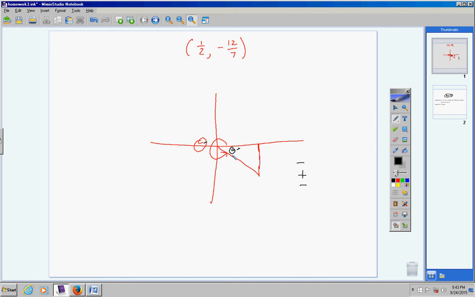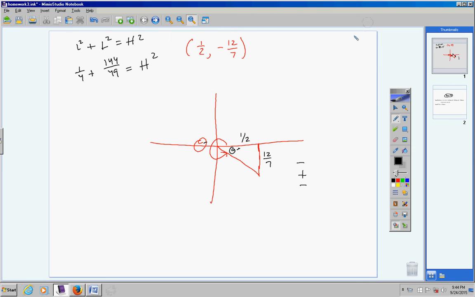Okay, so I have a length here of 1/2, and then I go down 12/7. Okay, so let's quickly find the Pythagoreans. Let's find the missing hypotenuse. I would have 1/2 squared, that's 1/4, plus 12/7 squared, that's 144 over 49, equals hypotenuse squared. So I did leg squared plus leg squared equals hypotenuse squared to find the hypotenuse.